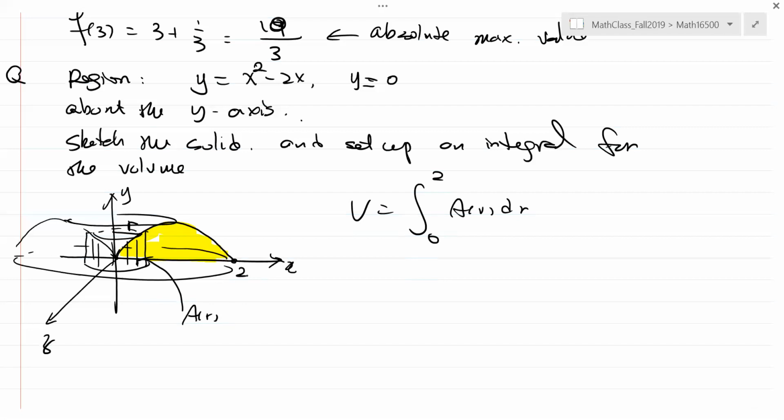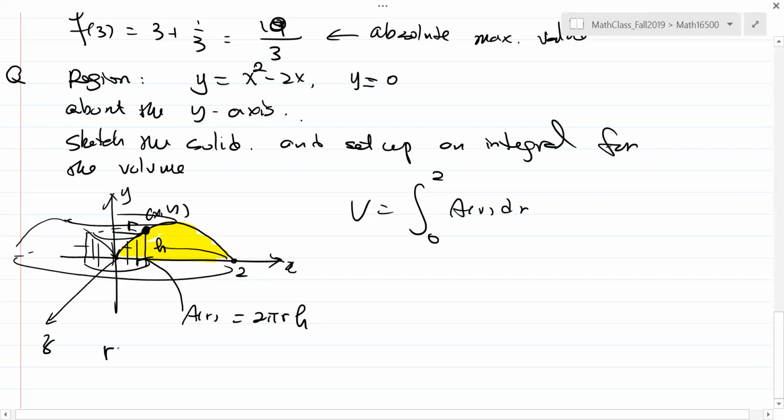So how can I express the area of that cylinder? That cylinder is 2 pi r h, so you have an h here. So if you are able to express h in terms of r, then you can solve the problem. But you can do that, right? Because if that point has coordinates x and y, r is going to be x, h is going to be y, but y is related to x by x squared minus 2x.